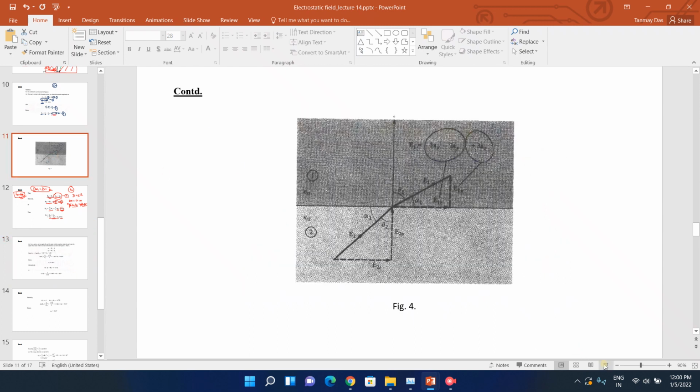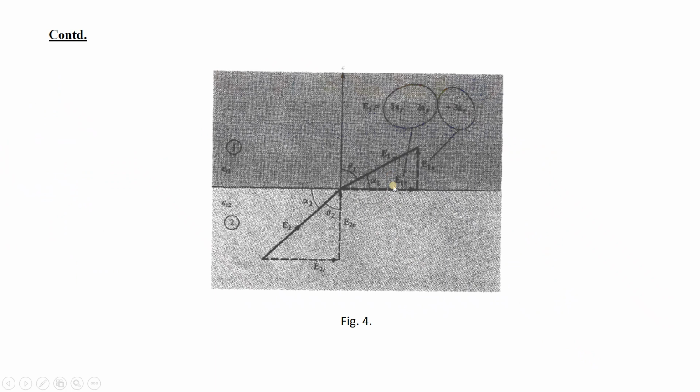So in this way it is done, you can go through this. If I explain it over here, this is quite dark actually, so I will draw from here so that you can understand. So suppose this is medium number 1 as it is told, this is medium number 2.